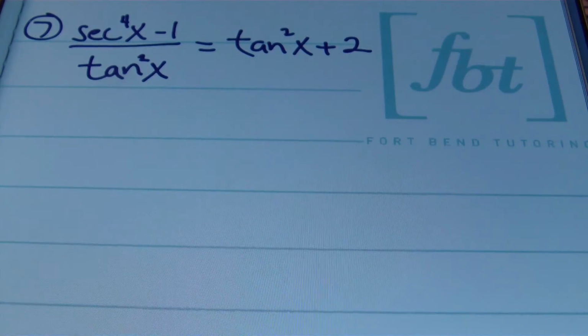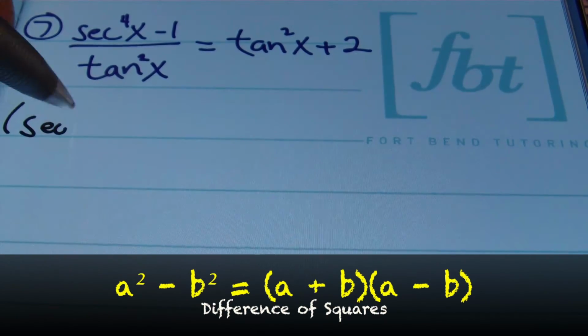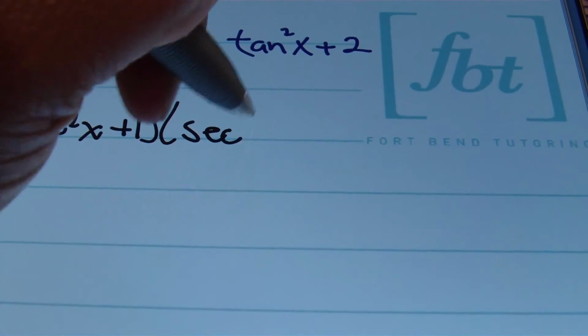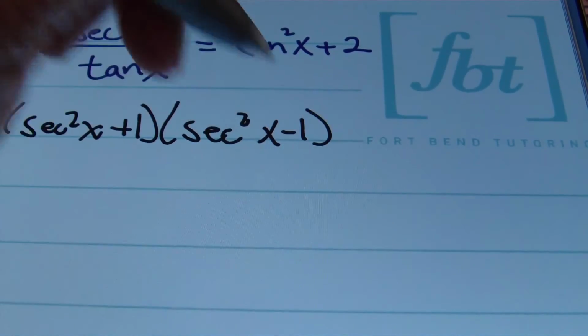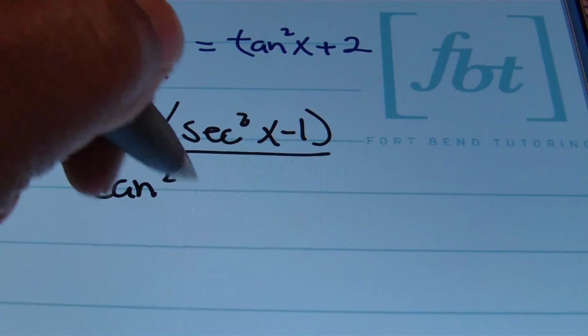In problem number 7, I have secant to the 4th power x minus 1 divided by tan squared x equals tan squared x plus 2. Well, what I have in the numerator is a difference of squares. I will be factoring that. So this becomes secant squared x plus 1 times secant squared x minus 1, all of this over tan squared x.